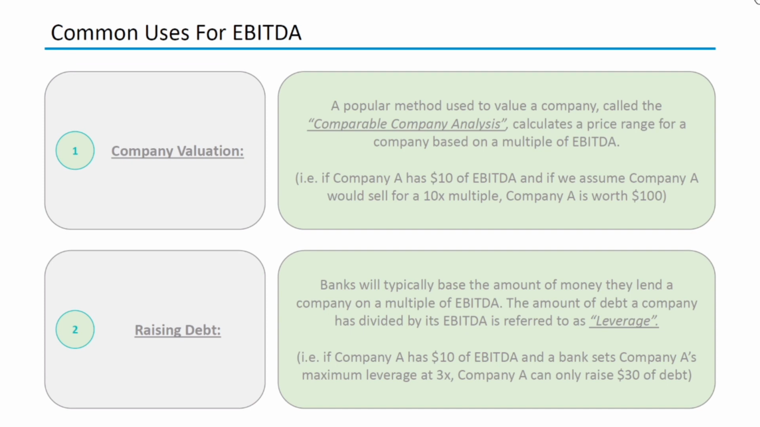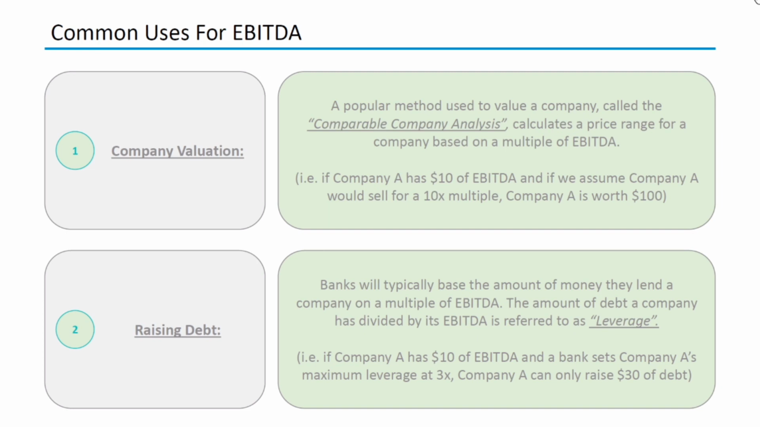Now let's take a look at a couple common uses for EBITDA in finance. First, EBITDA is commonly used to help arrive at a company's valuation. A popular method used to value a company, called the comparable company analysis, calculates a price range for a company based on a multiple of EBITDA. So for example, if company A has $10 of EBITDA, and we assume company A would sell for a 10 times multiple, the company would then be worth $100.